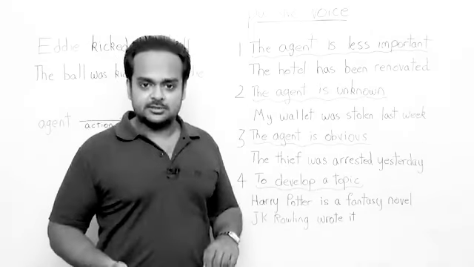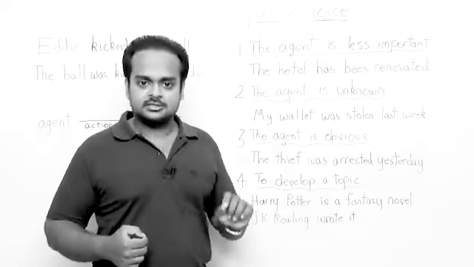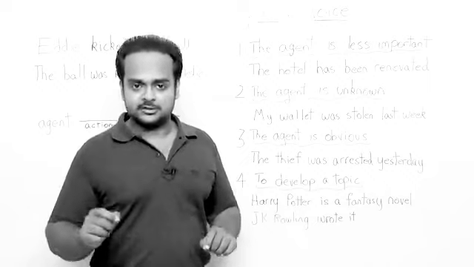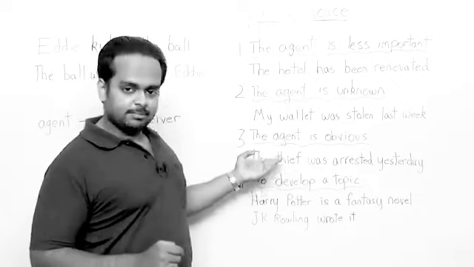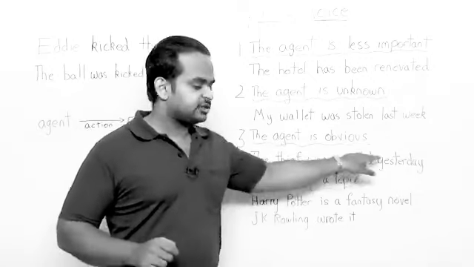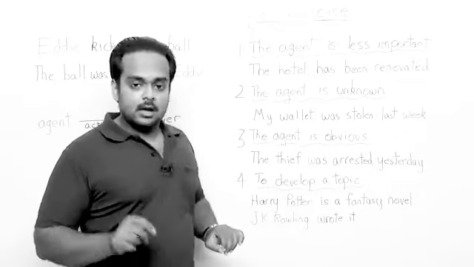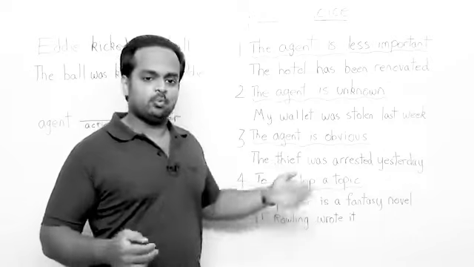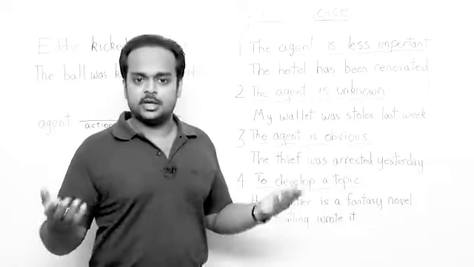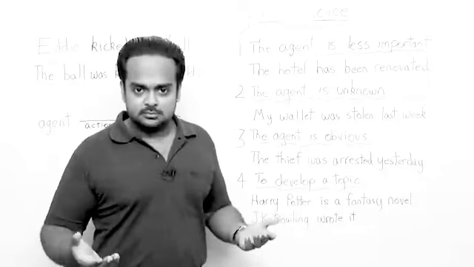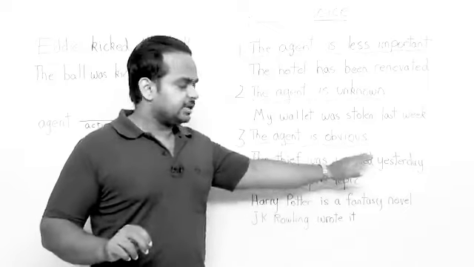Let's say that the police found the thief who stole my wallet, and the police arrested the thief yesterday. The police arrested the thief yesterday. I have rewritten that sentence in the passive as the thief was arrested yesterday. Now obviously this sentence focuses on the thief, but also when I tell you the thief was arrested yesterday, you know immediately that it was done by the police, because only the police can arrest people. So there's no need to mention the police here.